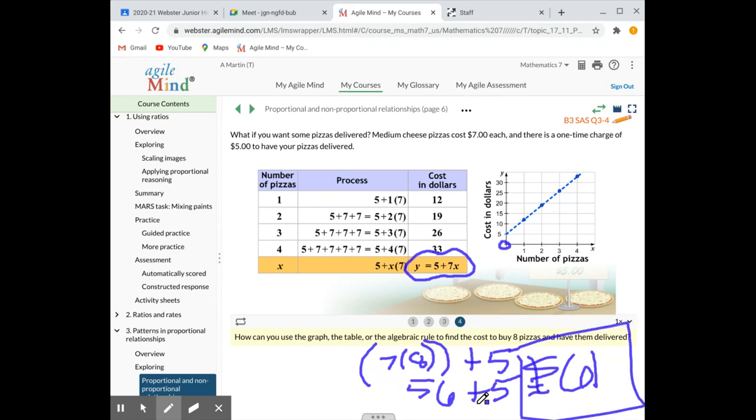All right. So everybody should have been able to answer question 3 and question 4. So if 0 pizzas are purchased, do we have to pay $5 to have it shipped to us? No, because you're not buying anything. Perfect. Okay. Good deal.